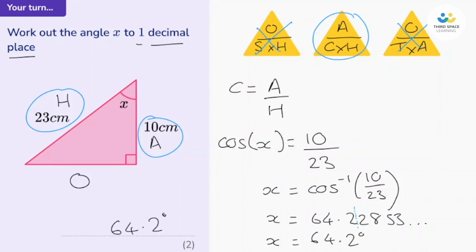And there we go. Let's see where those marks come from. So we're going to get 1 mark for correctly identifying the trig ratio cos and substituting the values into it. And then the second mark comes from the answer.